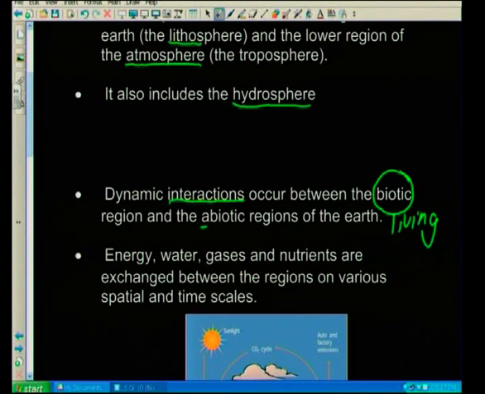Now, those organisms form an interaction with the abiotic. If you look at that little letter A, that means non-living. So always when you add a little a in front of the word, it means non. The abiotic regions of the Earth are then your soil, air, and water. So there's an interaction of living and non-living components.